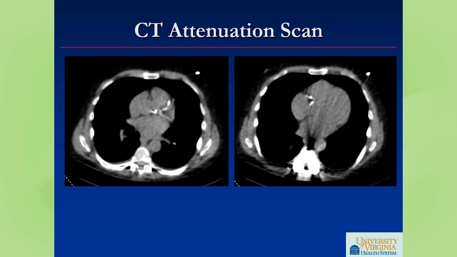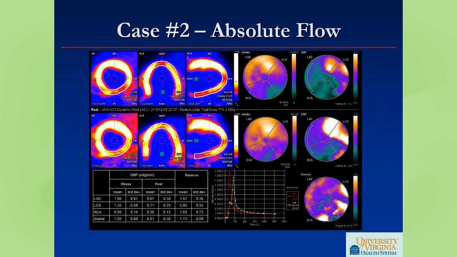There are protocols that allow you to actually use an attenuation scan and develop a full diagnostic calcium score, an Agatston score, off of those images. Or at the very least, you can make assessments of the qualitative degree of presence and absence of coronary calcification.